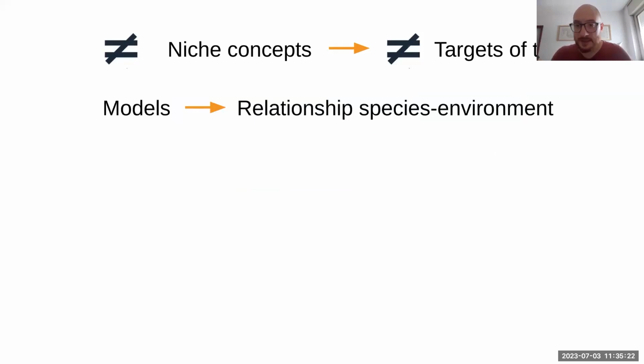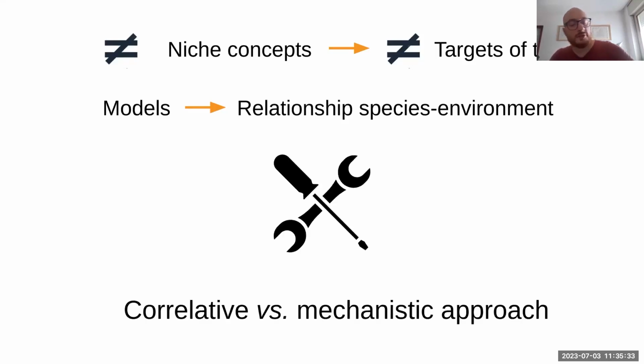I really encourage you to have a look at this paper because I found it very, very inspiring. But in the end, independently of the target of our model, what we are modeling is essentially, again, a relationship between the species and the environment, as we have seen for our mushroom example. And we have different tools for doing this. Today I'm going to present just two approaches: the so-called correlative approach, and the mechanistic approach.